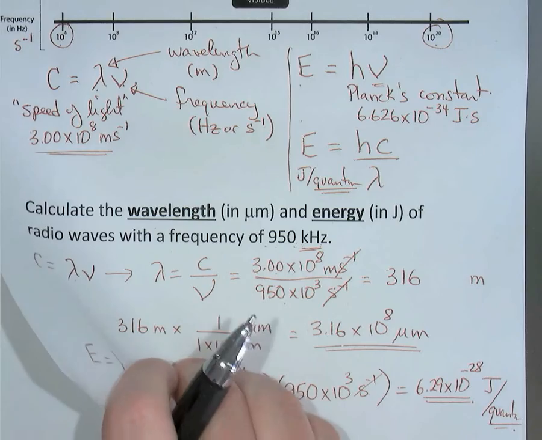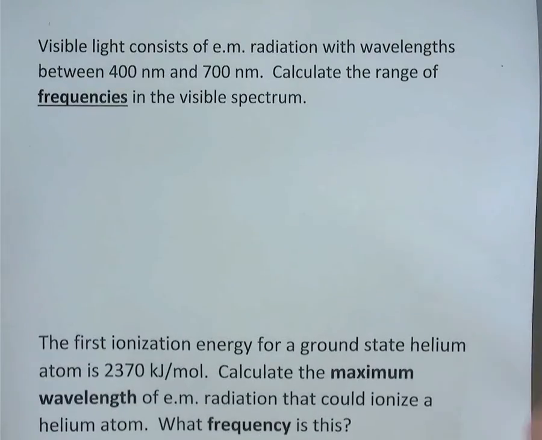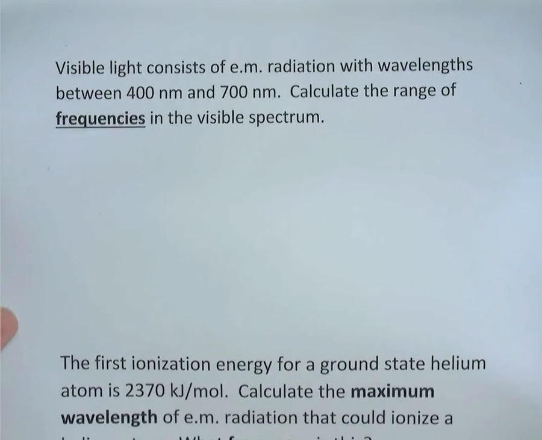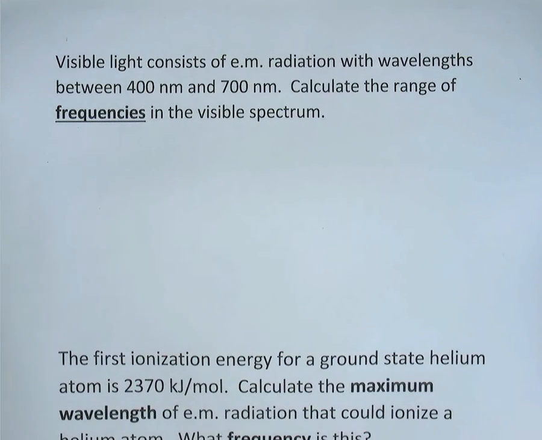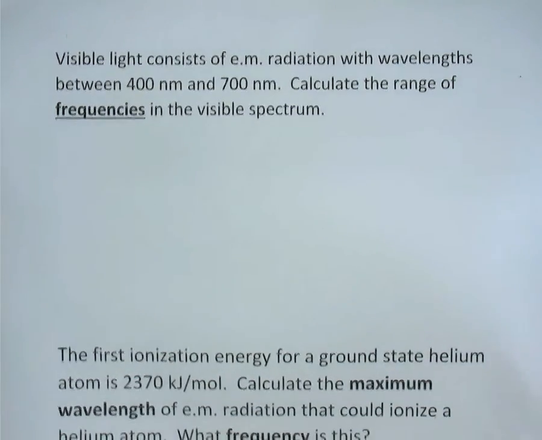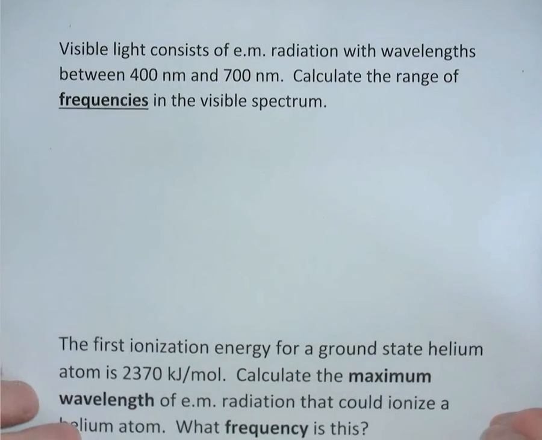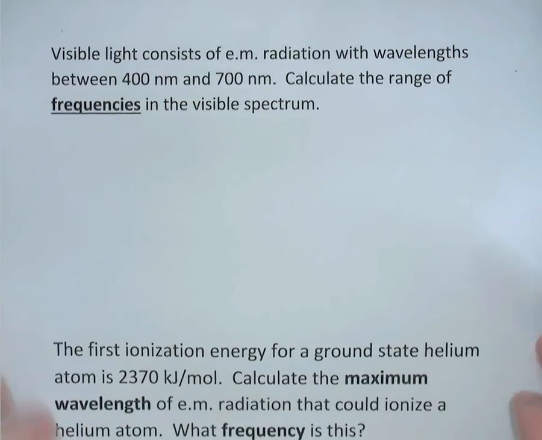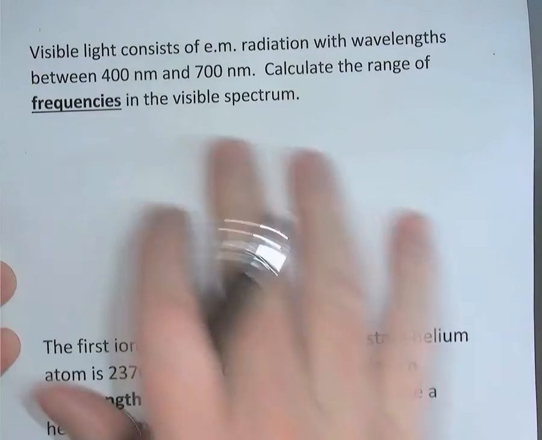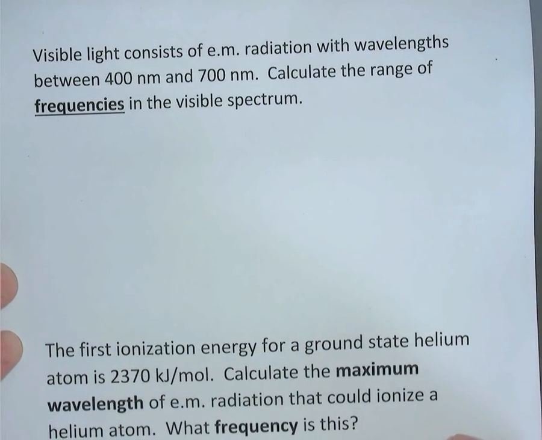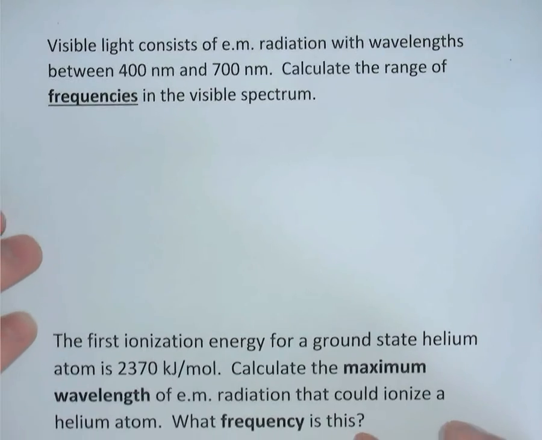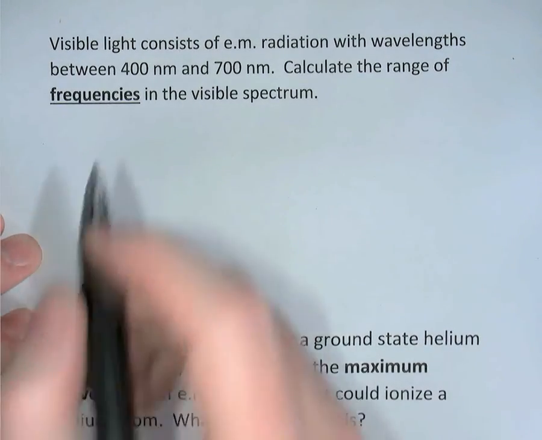All right, let's try a second problem involving those same equations. Visible light, we said earlier, falls from 400 to 700 nanometers. What's the range of frequencies within that visible spectrum? Those are the range of wavelengths. What's the range of frequencies? Pause the video and see if you can do that yourself.